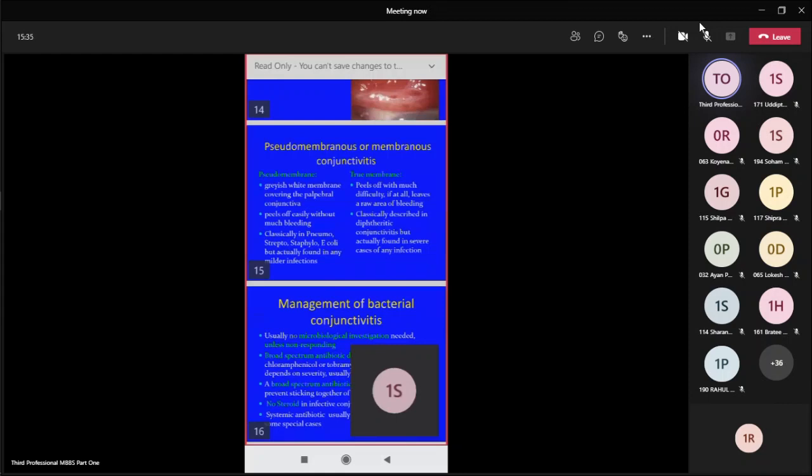What is a true membrane? It is a very tough membrane, peels off with much difficulty, and when we peel it off, it will cause bleeding. Classically described in diphtheria conjunctivitis.